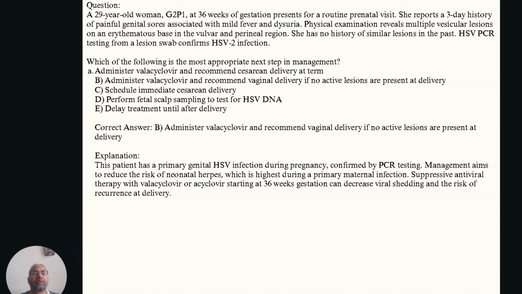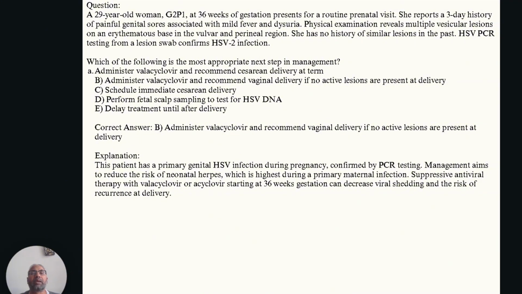So what is the question here? Which of the following is the most appropriate next step in management? Again, we are given a question, so we have to see what the next step in management is. A 29-year-old woman at 36 weeks of gestation comes for a routine prenatal visit. She reports a 3-day history of painful genital sores associated with mild fever and dysuria. Dysuria is mainly pain on urination.